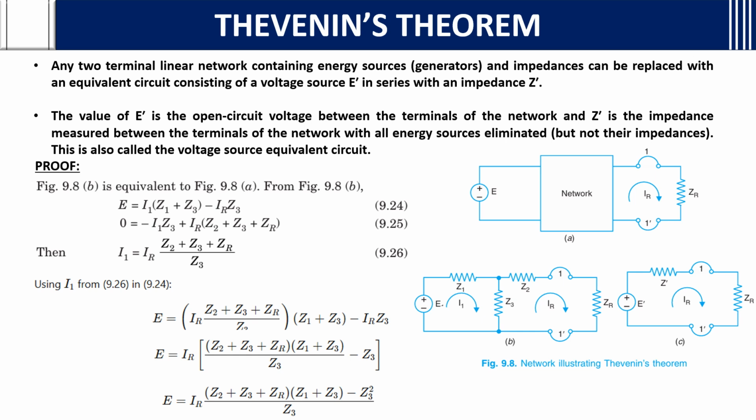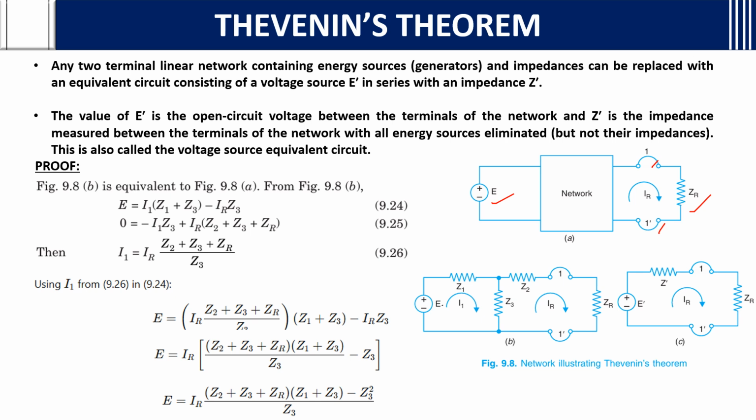Now we will see the proof. Proof is important. If this is a network, this network can consist of anything, like many resistors, a voltage source, a current source. It can consist of anything. This is the main simple network with a voltage source and the load ZR, and 1 and 1 dash are nothing but the port. IR is the load current.